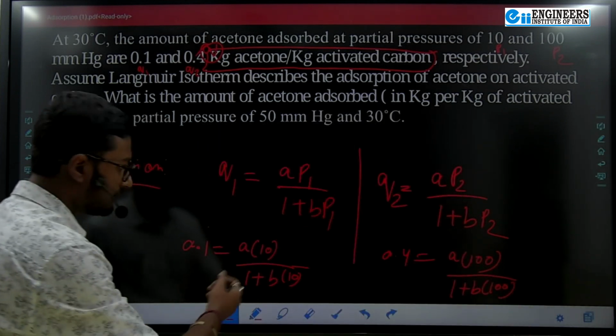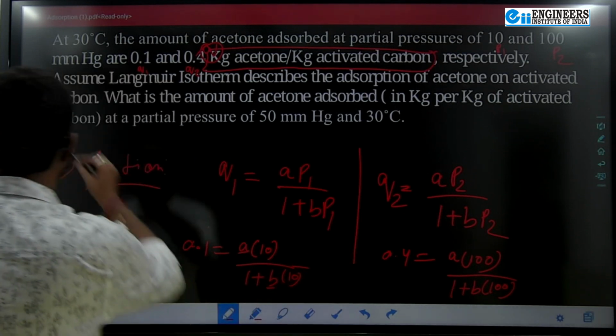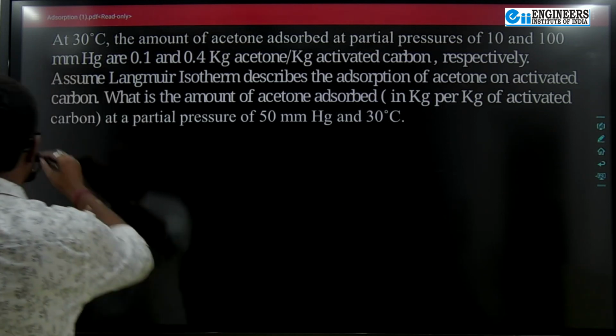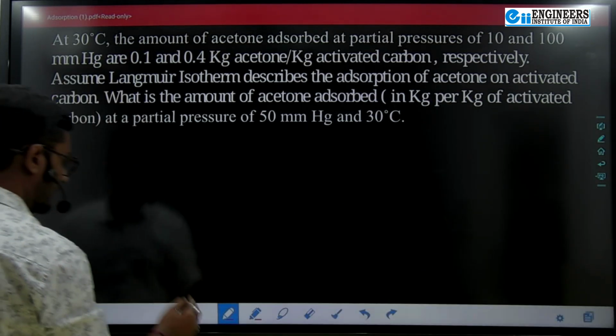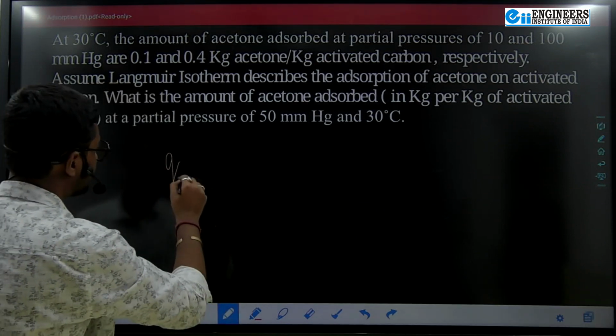So we have two equations and two unknowns, that is A and B. We will solve these equations and find the values of A and B. Once we find the values of A and B, what we will basically do is find out Q3.